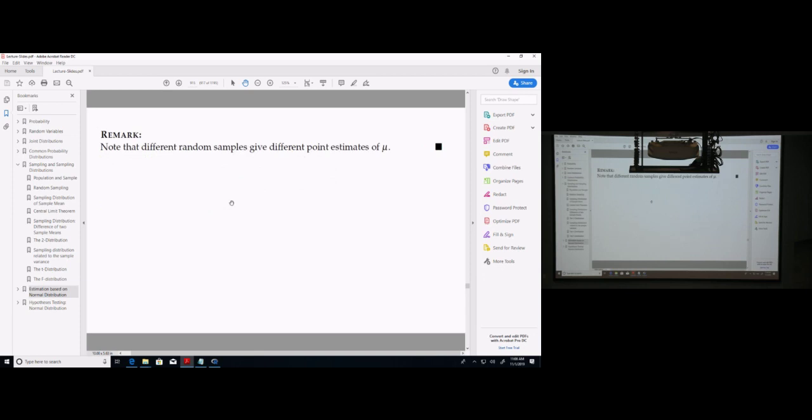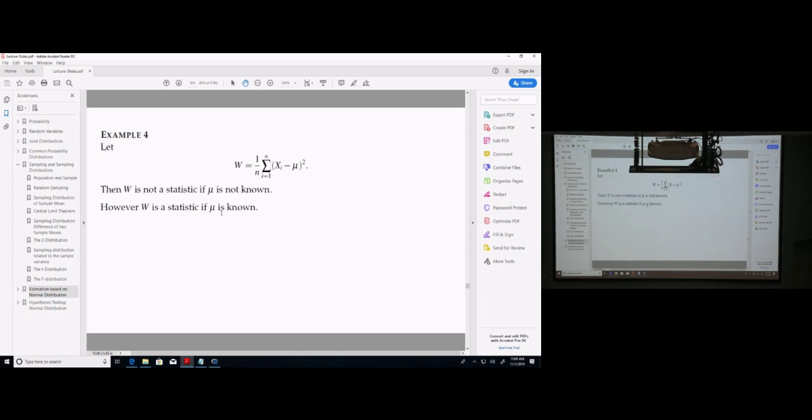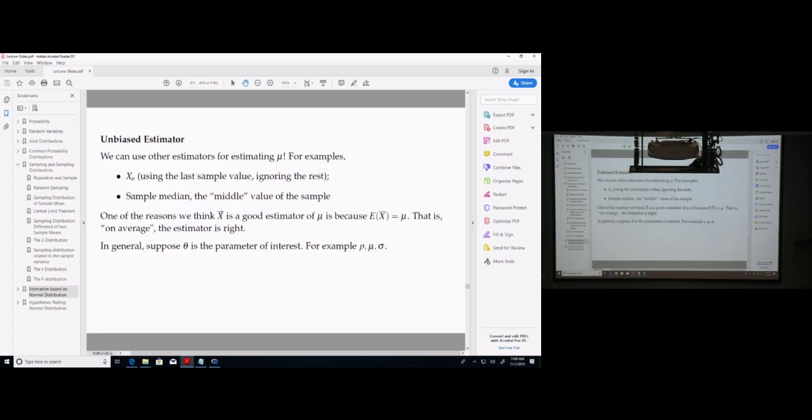Now, this is reiterating the point that we have mentioned a number of times. Different random samples will give different point estimates of mu, all right? But if your estimation is reasonable, and if the sample size is reasonable, they would center around mu. But they are unlikely to be equal to mu. Okay, this is not a statistic, so we have mentioned it.